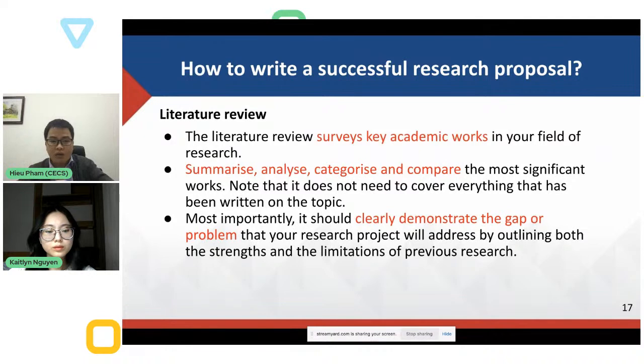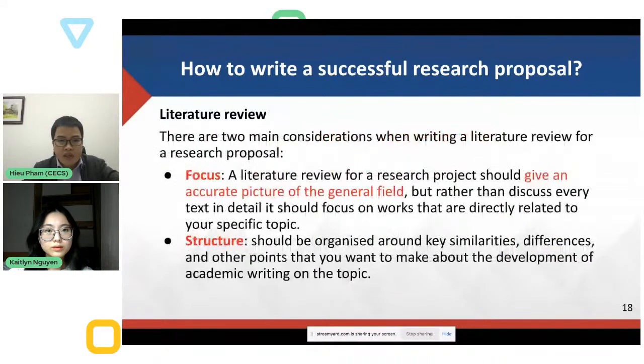And most importantly, it should clearly demonstrate the gap in knowledge and the problem that the research project will address, by showing both the strengths and limitations of previous research, right? So by doing that, you can identify the limitation of the work. You propose something new to tackle the limitation of previous research. It means you can contribute something new to the research community, right? So what is the tip to do a literature review?